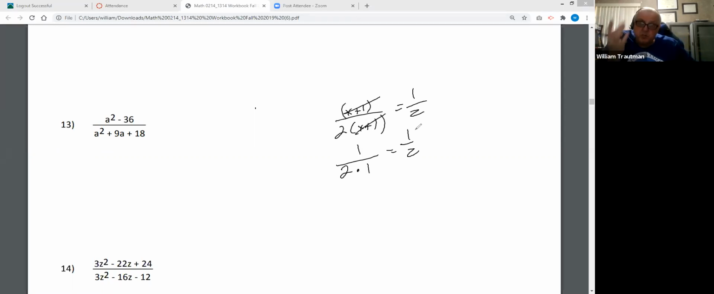x plus 1 over x plus 1 equals 1. 9 over 9 equals 1. 7 over 7 equals 1. x over x equals 1.